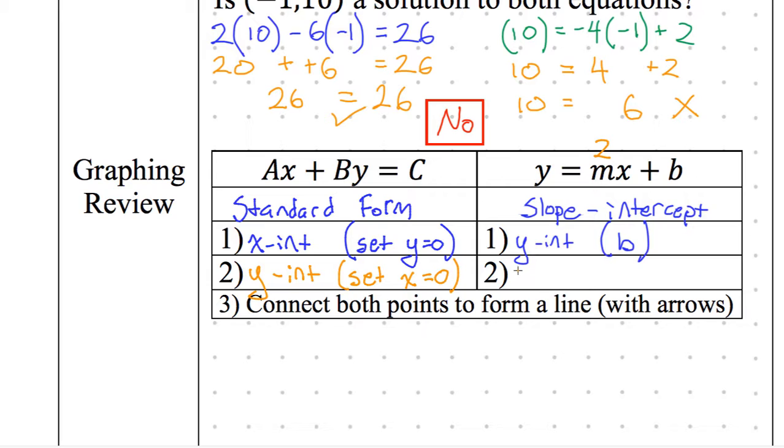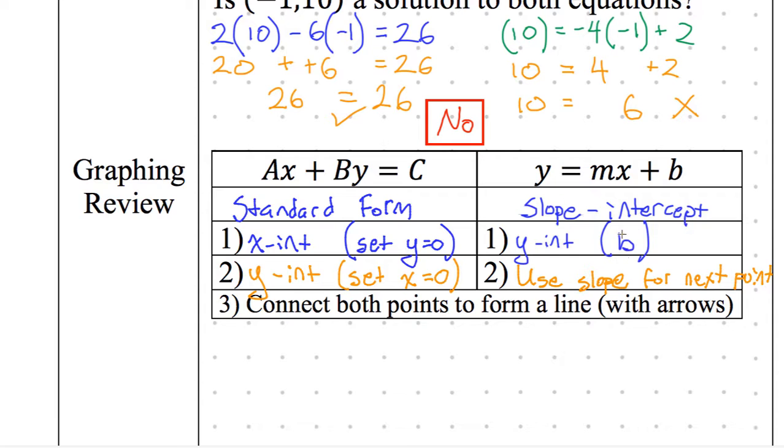Wait, what? Use what to find the next point? Use slope for next point. We'll squish it in there.